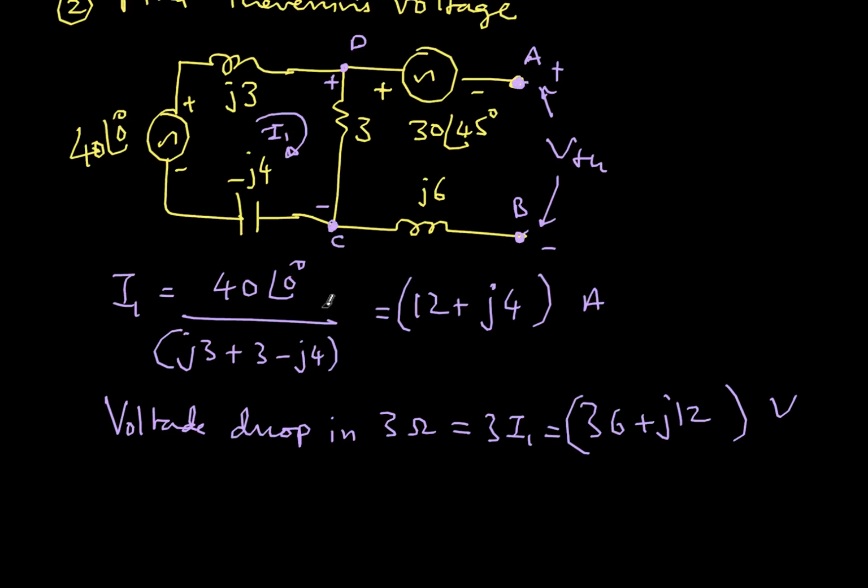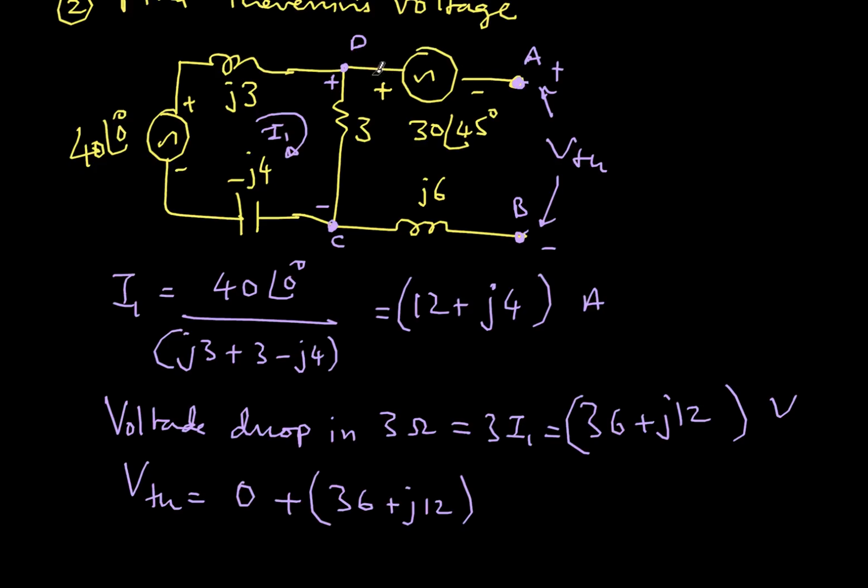Therefore, my Thevenin's voltage will be 0 plus voltage drop here minus this voltage V2. So VTH is nothing but 0, and from C to D is plus 36 plus J12. This is one voltage, and then from D to A, from positive terminal I'm going to negative terminal.